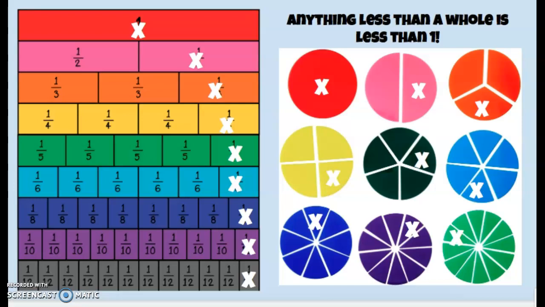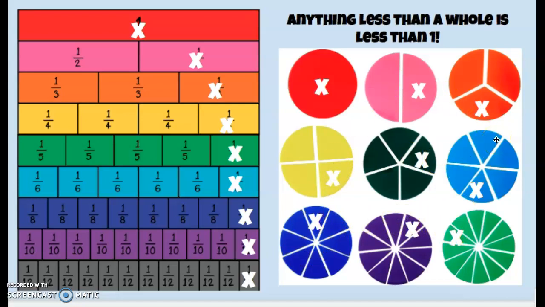You'll notice on the screen are fraction bars and fraction circle pieces. I've X'd out some things to make sure that we don't think that this is less than 1. The whole fraction bar and the whole fraction circle are both crossed out. One whole is not less than 1. It's equal to. Also, 2/2, 3/3, 4/4, 5/5, 6/6, 8/8, 10/10, 12/12 are all equivalent to 1 whole. So they're all crossed out as well, in addition to one of the fraction circle pieces in all of the fraction circles.